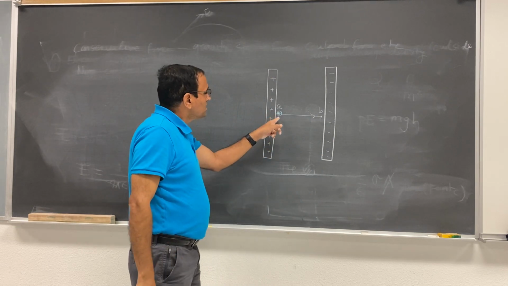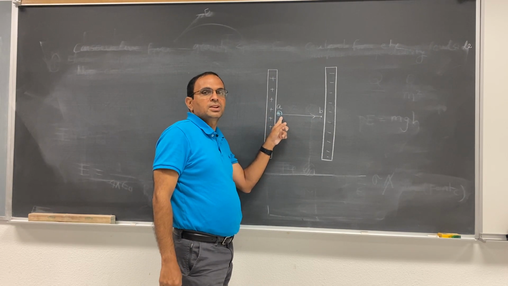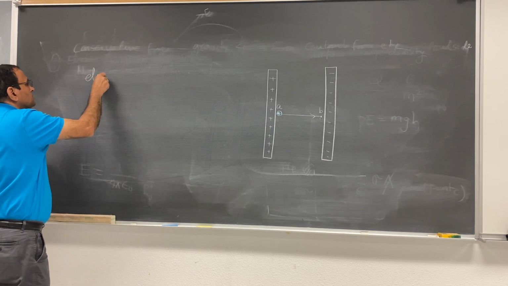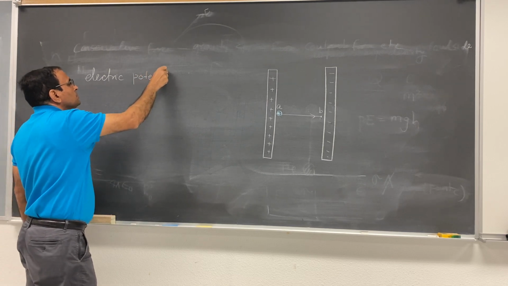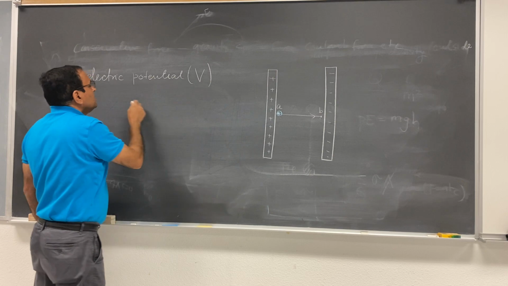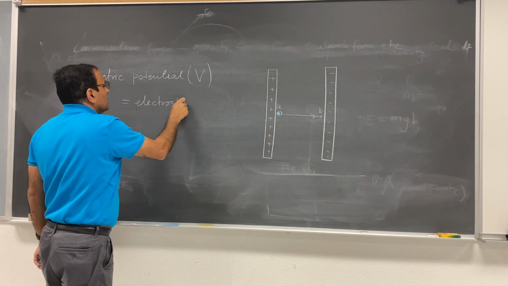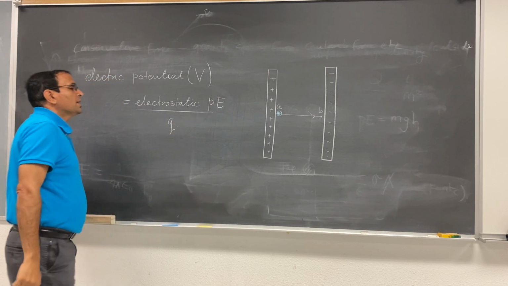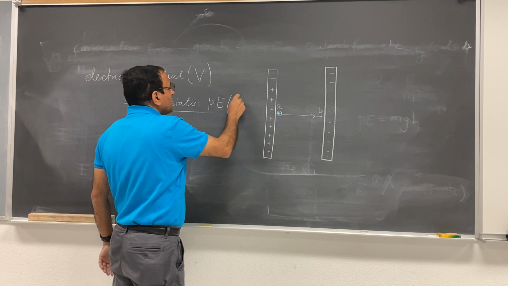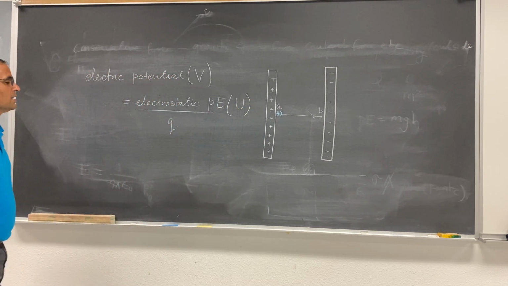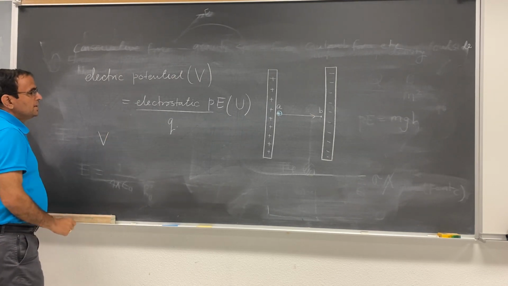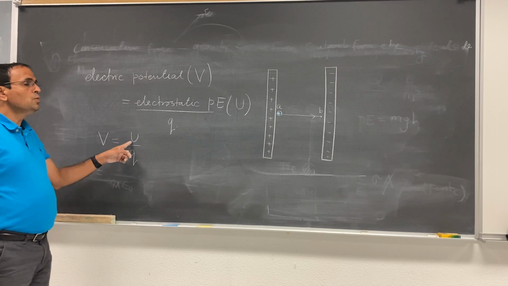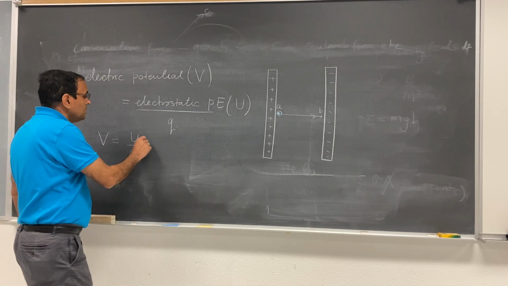This is point B. So this has some energy. We call that the electrostatic potential energy. So the electric potential, you can write down V. This is simply the electrostatic potential energy per unit charge. That is called the electric potential. Electrostatic potential energy, simply I can use U, uppercase U, to represent it. So your electric potential V is equal to U divided by Q. What is U? Electrostatic potential energy. So this is in joule.